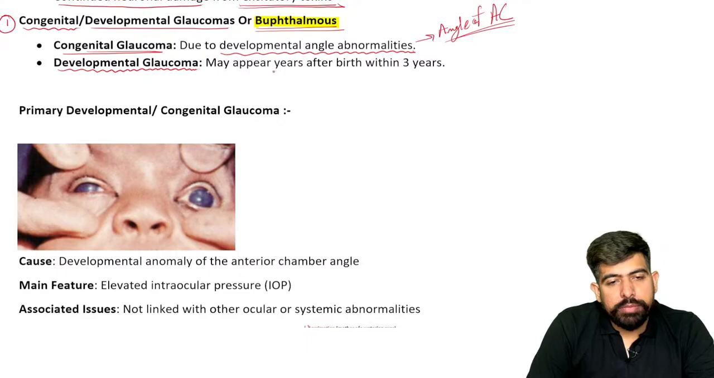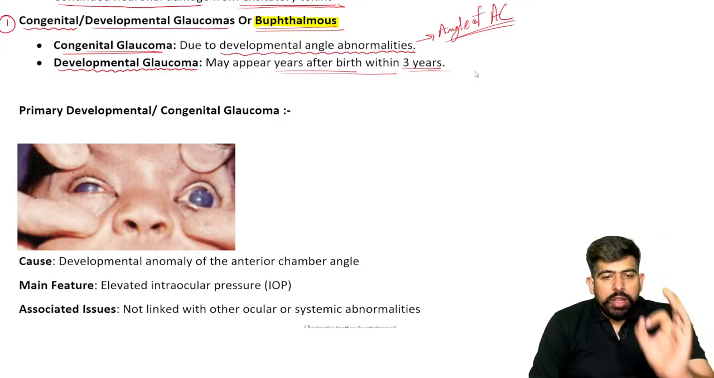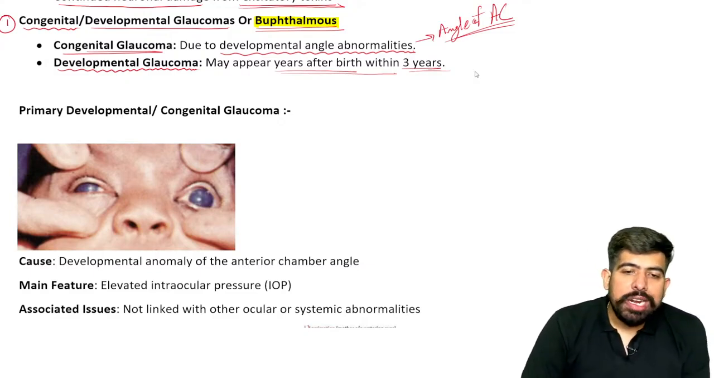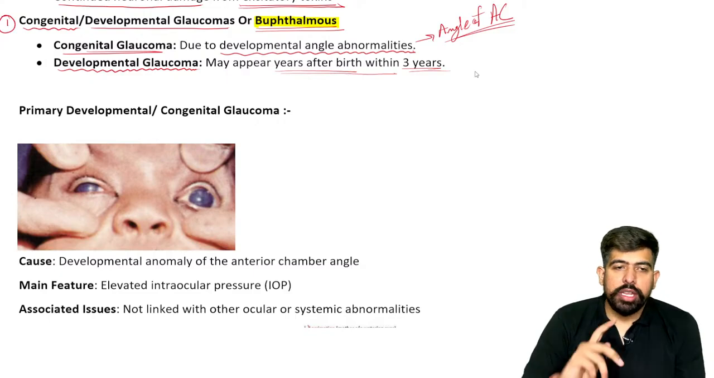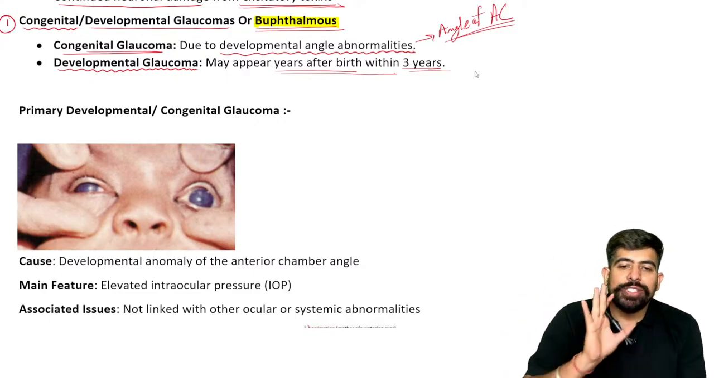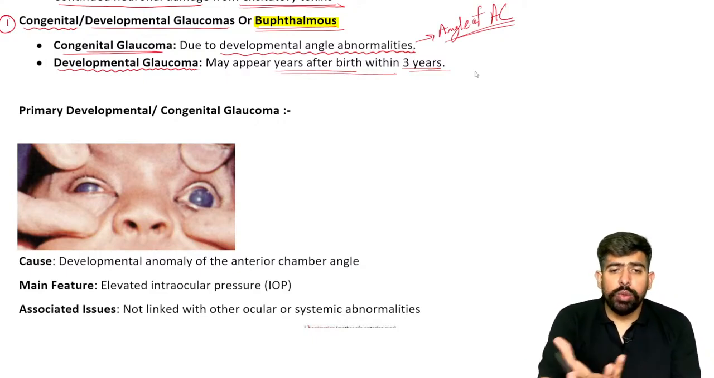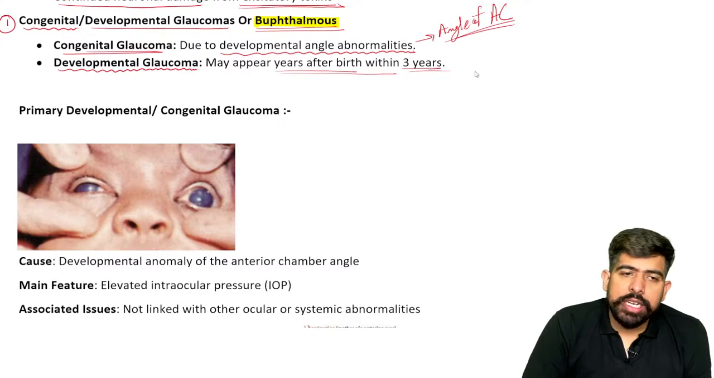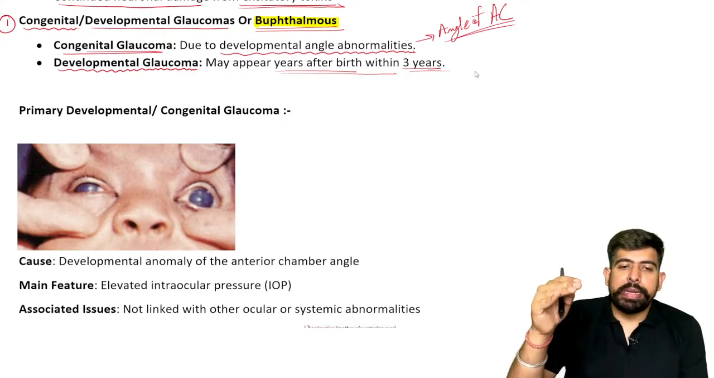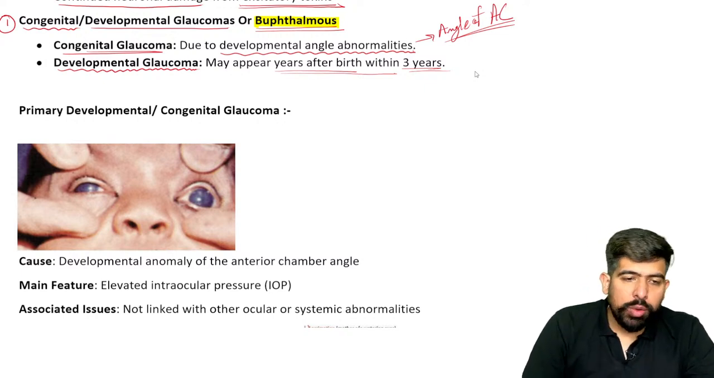This appears in the years after birth, or within 3 years. It is going to appear within 3 years, so that will be known as developmental. Now, congenital means that when the child is born, it is present with the glaucoma. That is known as congenital. In the developmental period, within 3 years only, the patient gets the glaucoma.